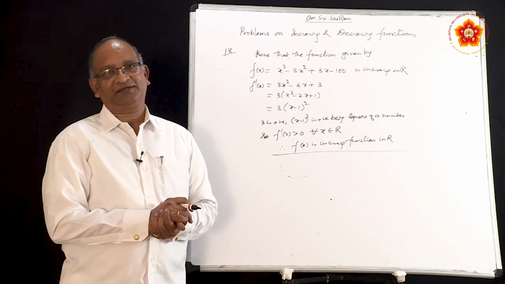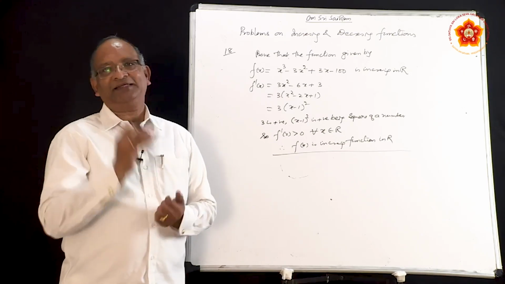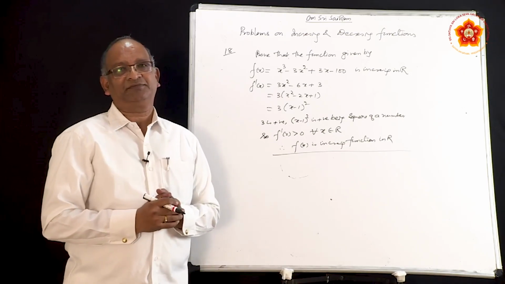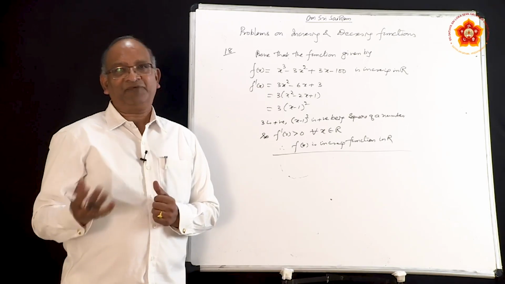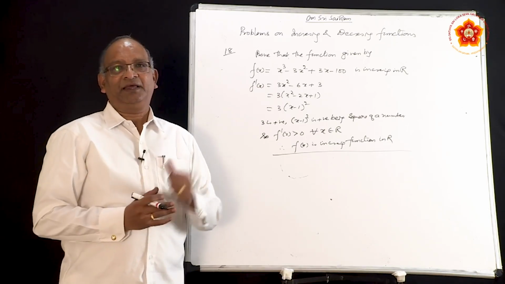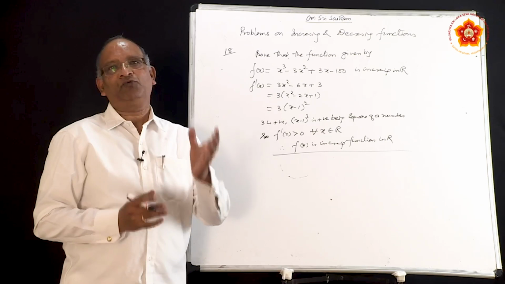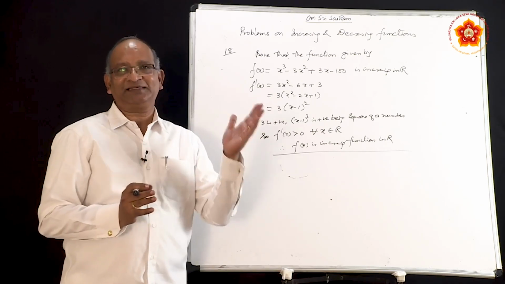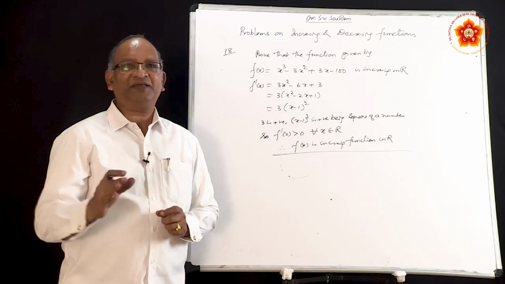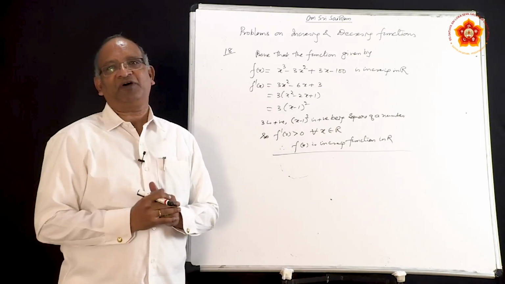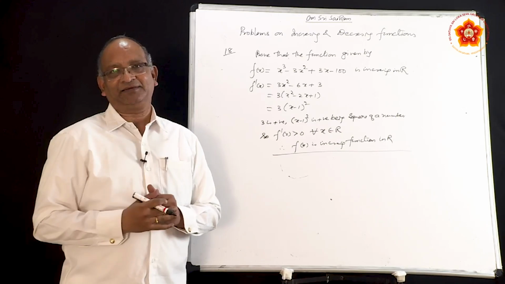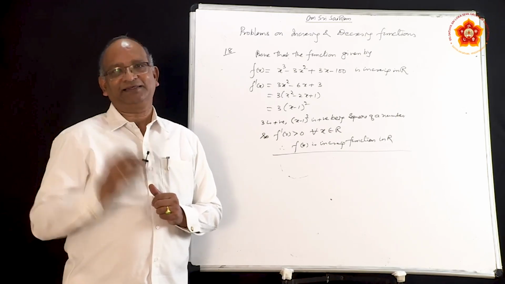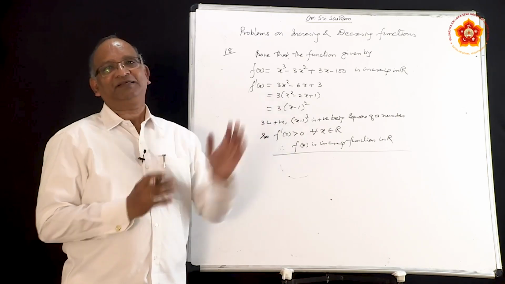They are not difficult. Need to understand the first two definitions. The first definition says, if x1 and x2 are two values from the given domain of the function such that x1 is less than x2, if f of x1 is less than or equal to f of x2, it is increasing. Opposite, it is decreasing. That is the first definition.